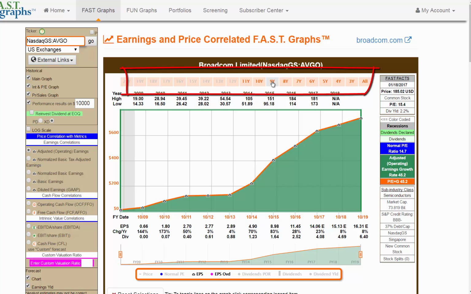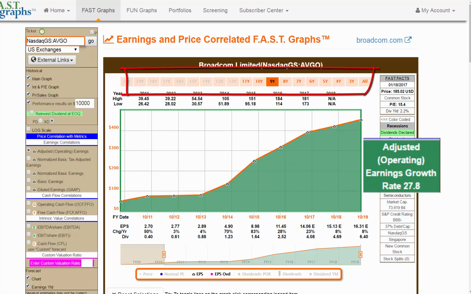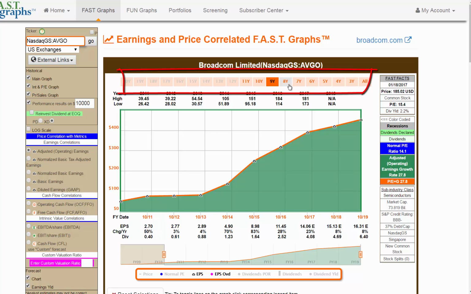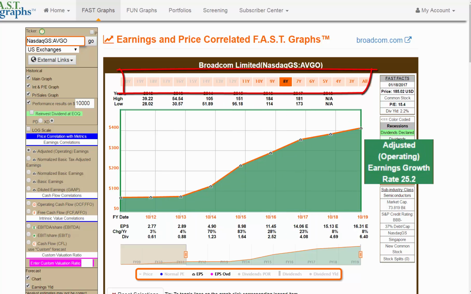So I'm going to cut 2 years off of this graph, and I want you to notice that the operating earnings growth rate has fallen to 27.8%. It's very important when you're analyzing data like this to be cognizant of what you're looking at. If I take another year off the 50% growth rate, you see that growth rate further falls to 25.2%.